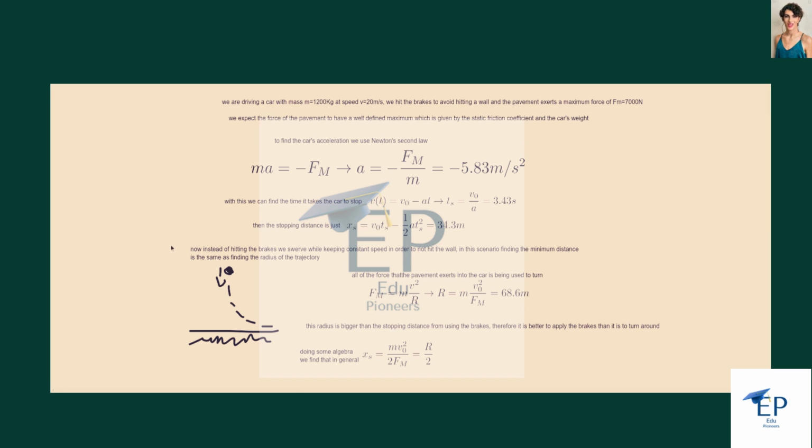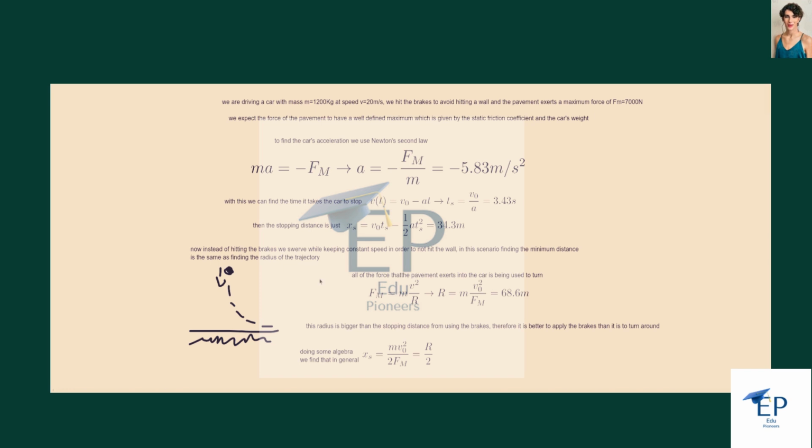Now we consider a different situation where instead of hitting the brakes, we try swerving the car in order to not hit the wall. As soon as you see the wall, you start swerving around. You're going to describe a quarter of a circular trajectory. This has some radius, and we want to know what this radius is. That's the minimum distance that you'll need to avoid the wall.